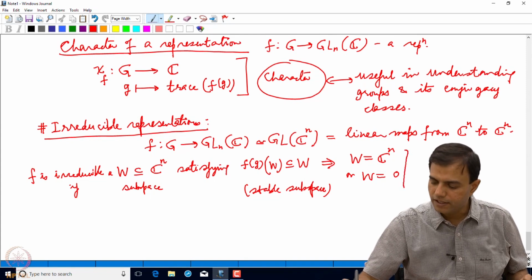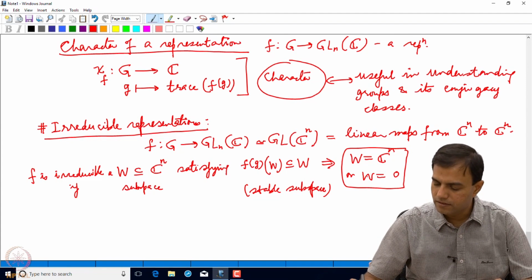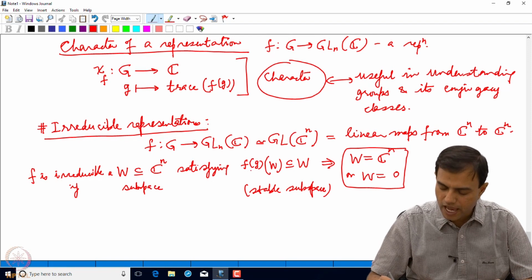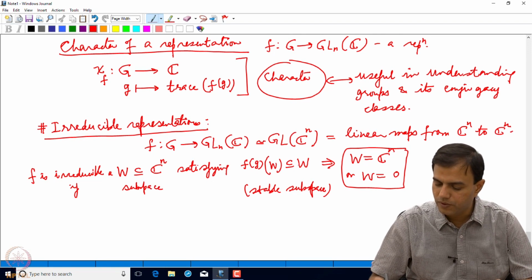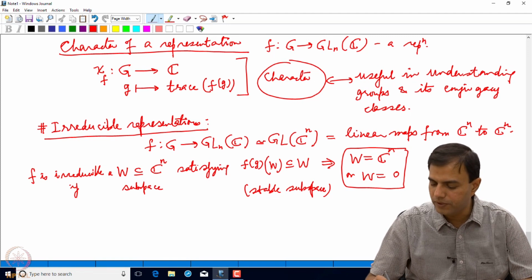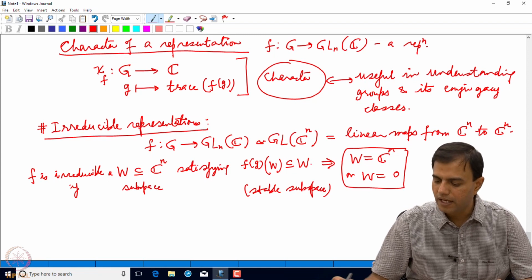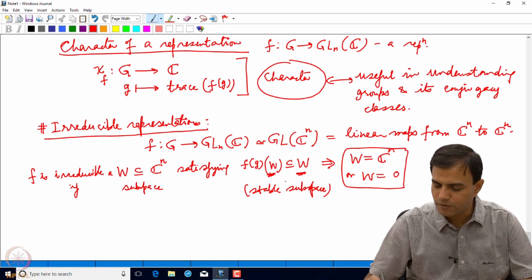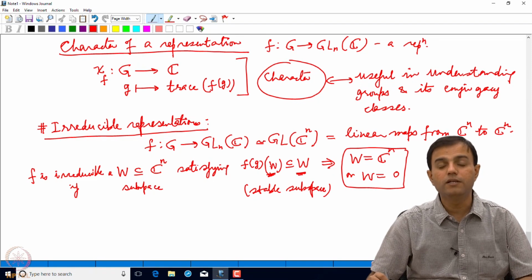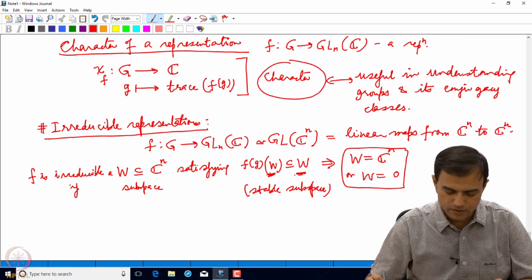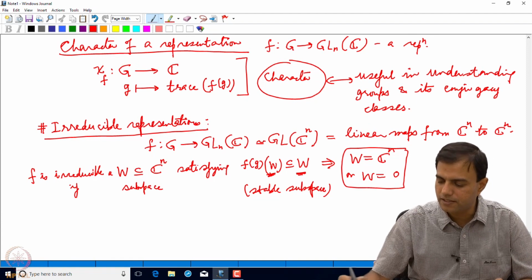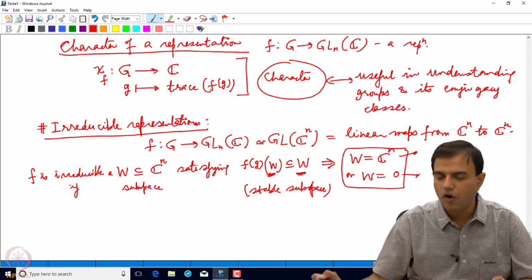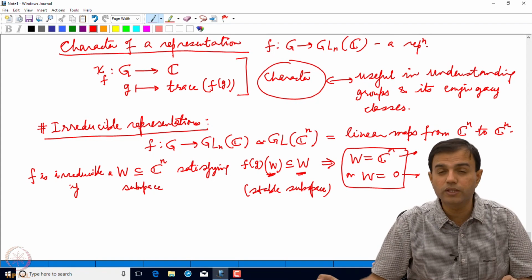So it's very clear that if I have the zero subspace, then any matrix applied to 0 is going to be 0. Any matrix applied to the whole thing is again going to take it within C^n. But if you can get some non-trivial stable subspace, then the representation is not going to be irreducible. So it is irreducible if whenever you have a stable subspace, there are only two options, either this or this. So it so turns out that every representation is made of these irreducible representations.